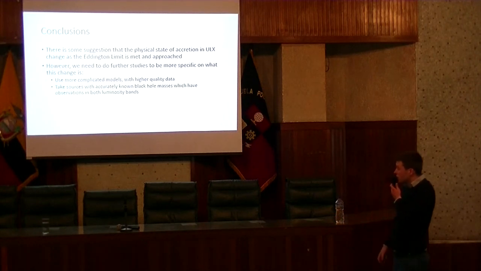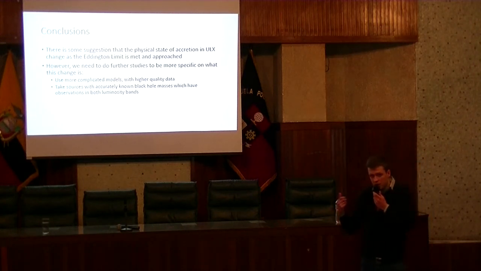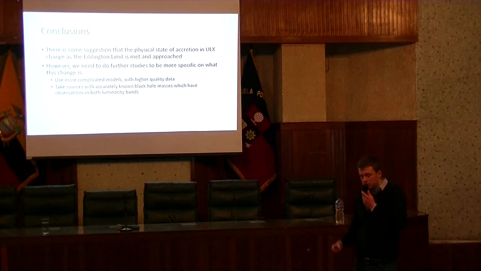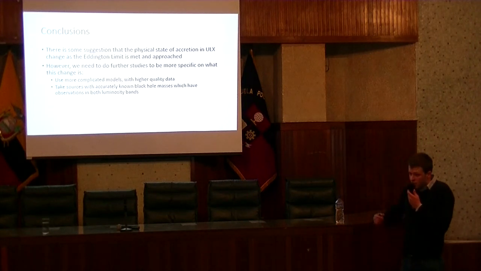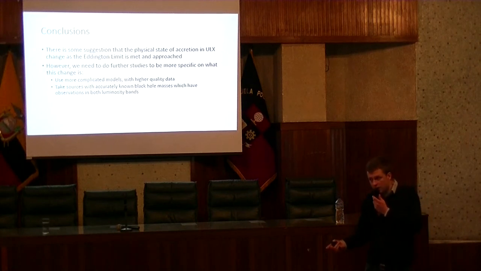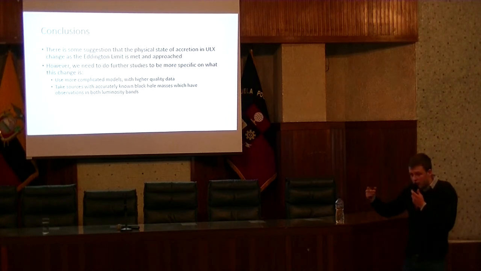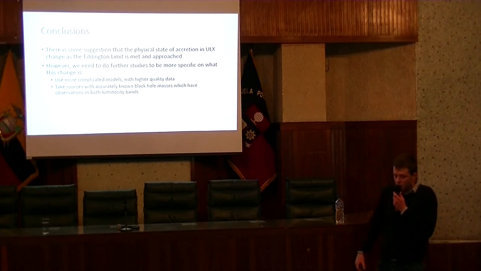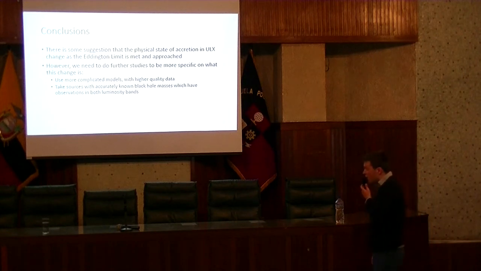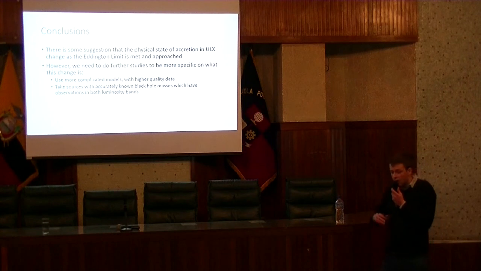We could also take sources with accurately known black hole masses which have observations in both luminosity bands. The problem in this study, we didn't know the black hole mass. We had to assume it was a 10 stellar mass black hole. So there could be cases where there is a more massive black hole in the higher luminosity band and a lower mass black hole in the lower luminosity band, and the one in the high band is actually accreting at a lower rate, which is not what we want. This is why we had to use 40 to 50 sources in each band. However, if we use accurately known black hole masses, the only thing that will be changing between bands will be the accretion rate.